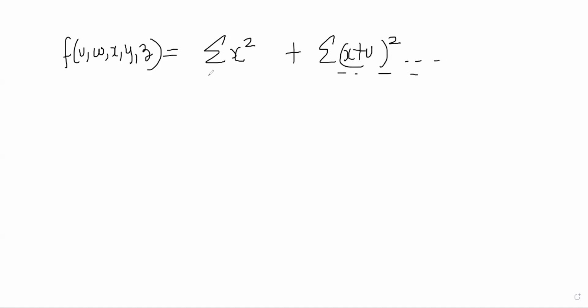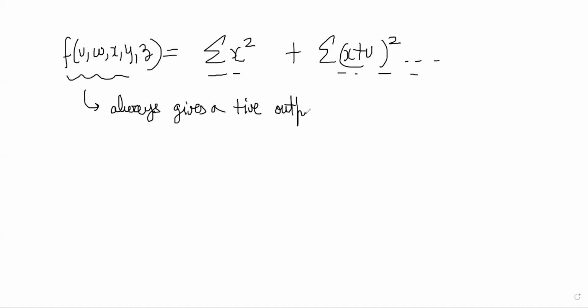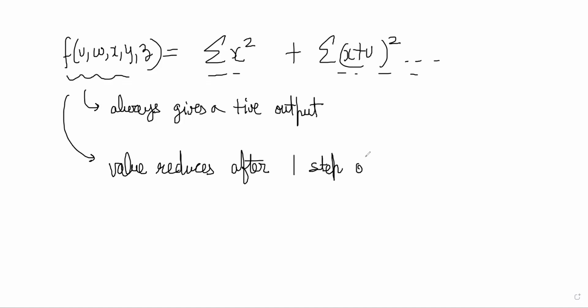All of the squares like this and all of the squares like this. So it should always give a positive output. And what happens after one transformation? The value reduces. We have proved that after one step of the transformation, the final value of this function reduces, right?